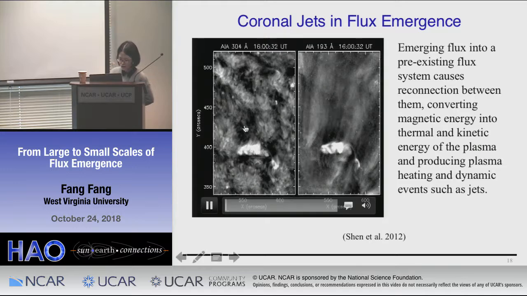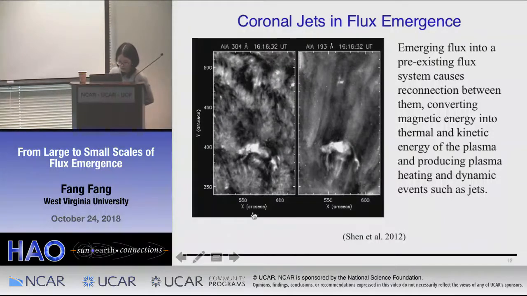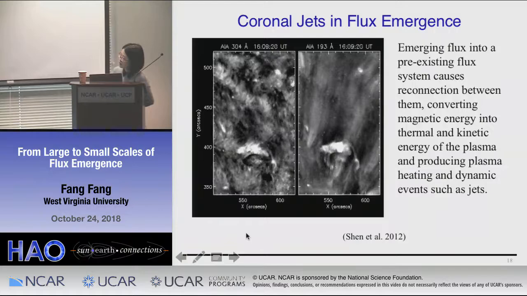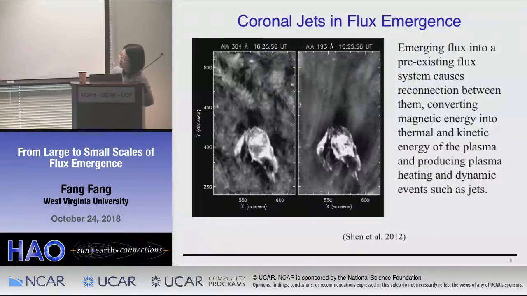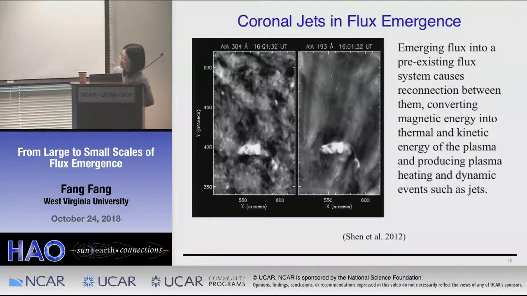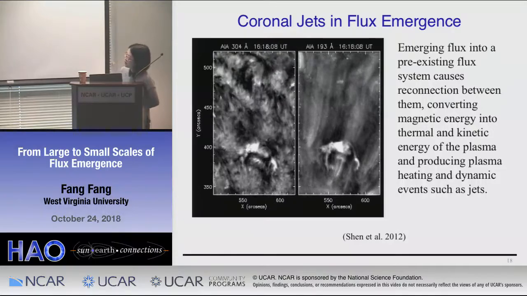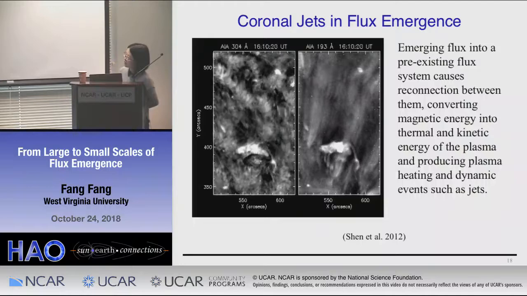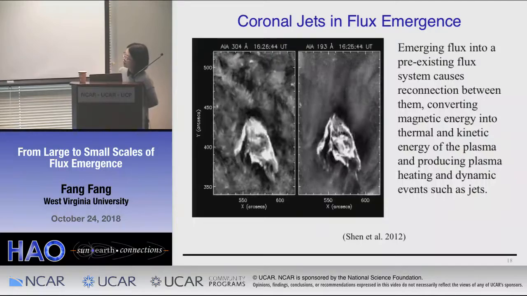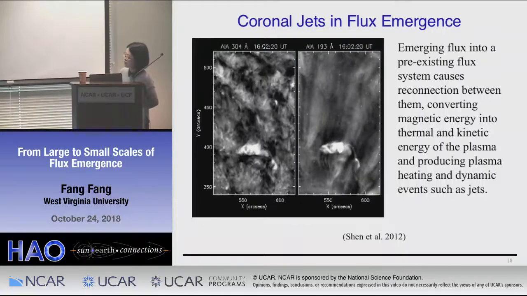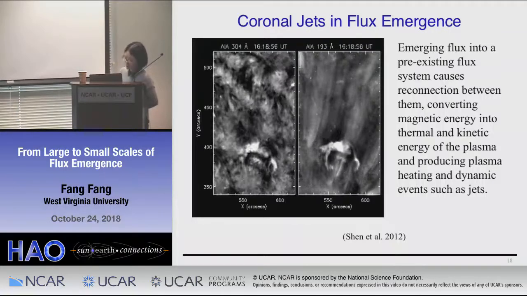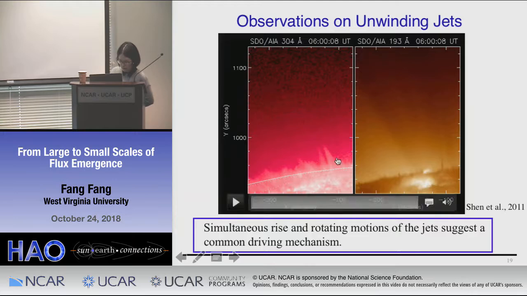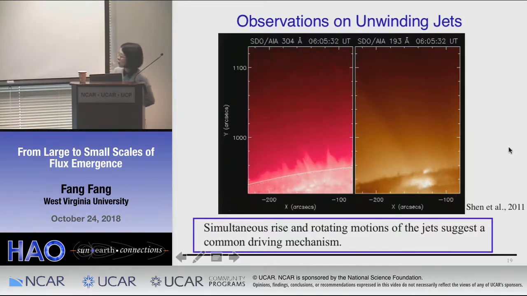So here is a movie, an AIA movie, showing you the rising arcade and also the ejection of material along the jet column. It was believed that the emergent flux into a pre-existing flux system causes the reconnection, converting magnetic energy into thermal and kinetic energy of the plasma, and produces plasma heating and dynamic events such as coronal jets. And also here is another AIA movie on unwinding of the jets.